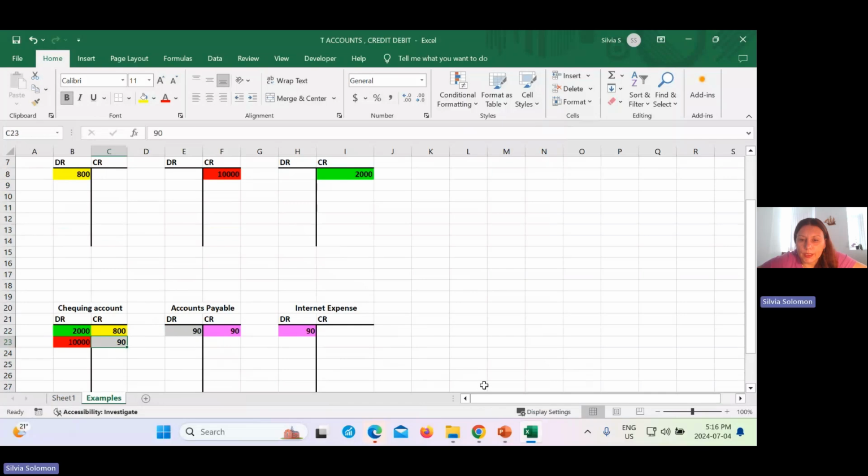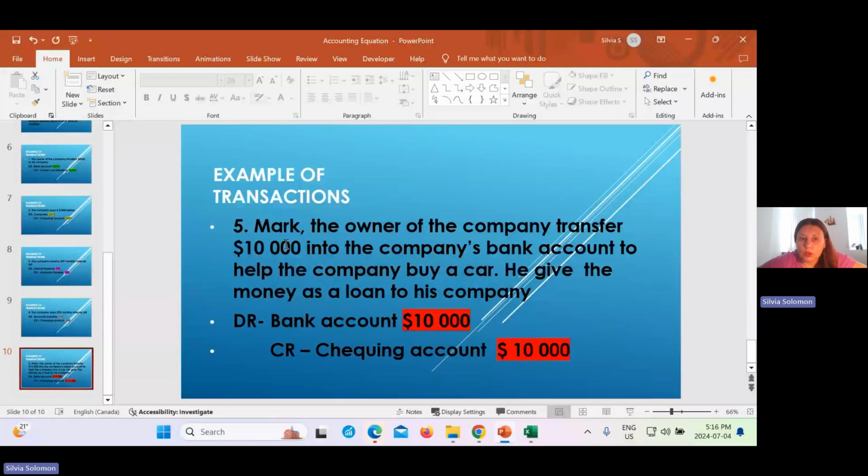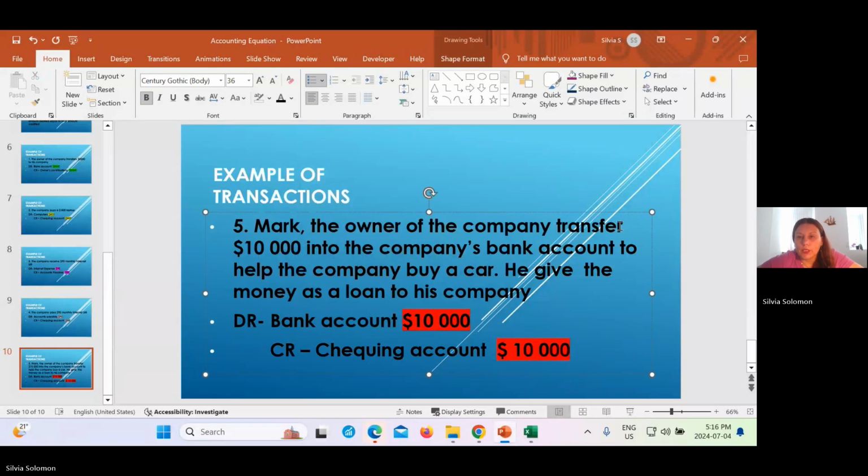So next example is Mark, which is the owner of the company, transfers $10,000, okay, into the company bank account to help the company buy a car. But this time he gives the money as a loan, okay, to his company. He wants the money back. Let's say no interest, okay?